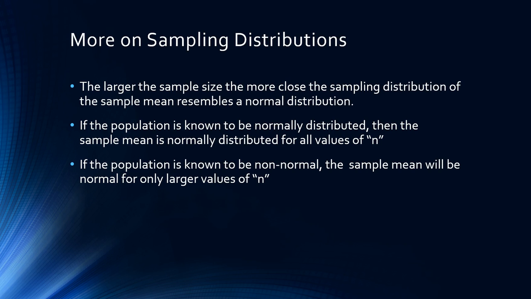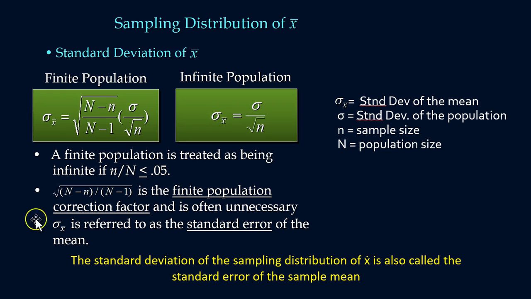If the population is known to be normally distributed, then the sample mean is normally distributed for all values of our sample size. If the population is known to be non-normal, then the sample mean will be normal only if the sample size is large. In essence, our sample size is much larger. Okay. All right. So here's the formula.